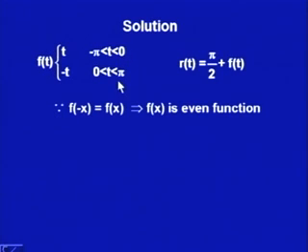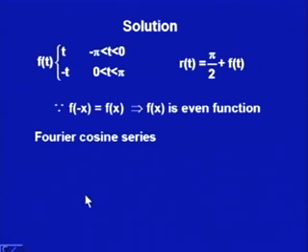See this function f(t): we are getting f of minus t is the same as f of t. That says it is an even function. So, we would get only the cosine series. That means all the coefficients b_n would be 0.